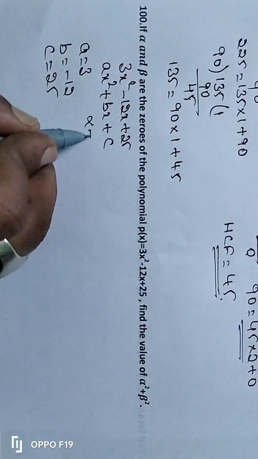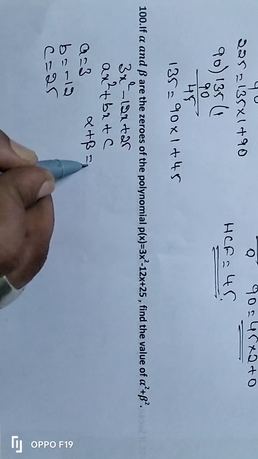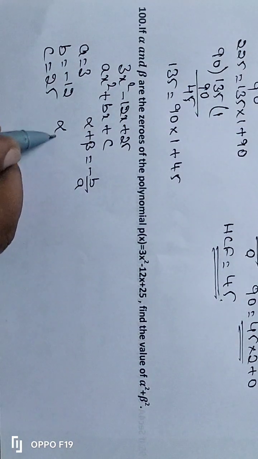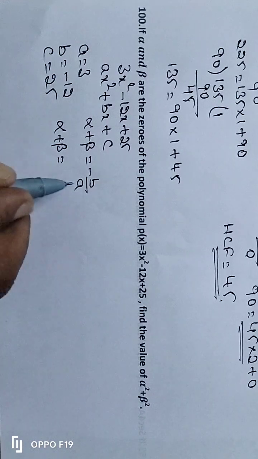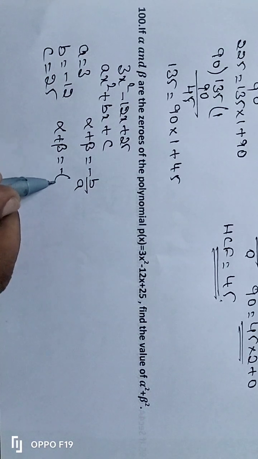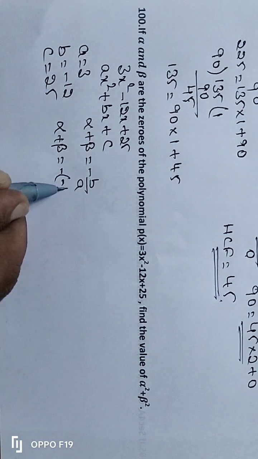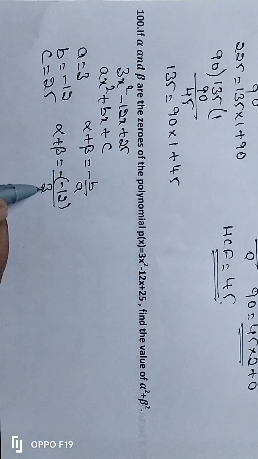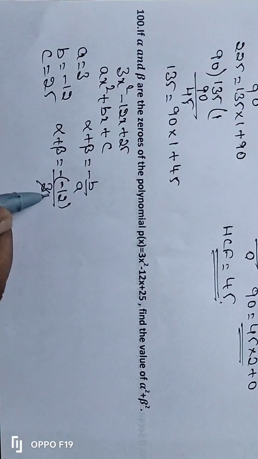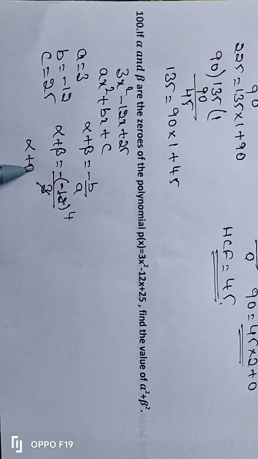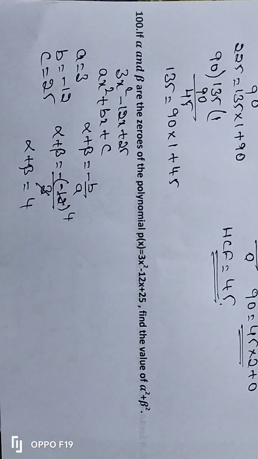Now what is alpha plus beta? Alpha plus beta is equal to minus b by a. What is minus b by a? Minus, b is minus 12, divided by a, which is 3. So minus into minus is plus, 3 fours are 12. Alpha plus beta is equal to 4.